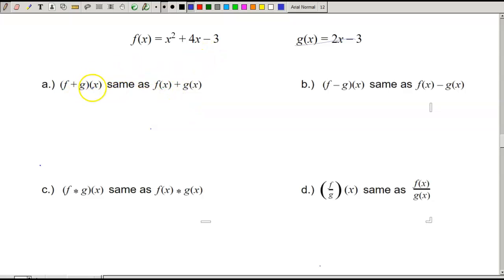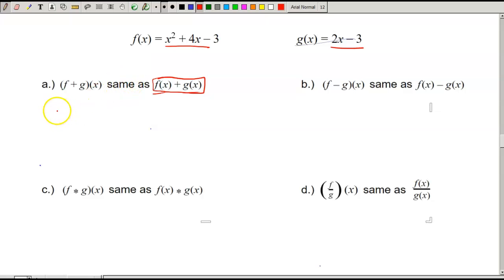Okay, so part A says, what is f of x plus g of x right here? There are kind of 2 different ways to write f of x plus g of x. Both are equivalent. This is the way that I typically use: if you say f of x plus g of x, we're really just going to add these 2 function definitions. But you might also see it as f plus g of x. And it really just means the same thing.